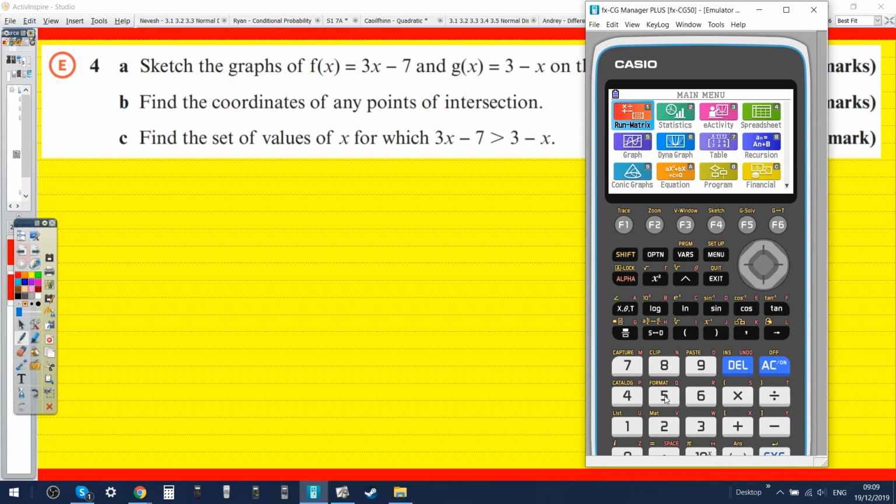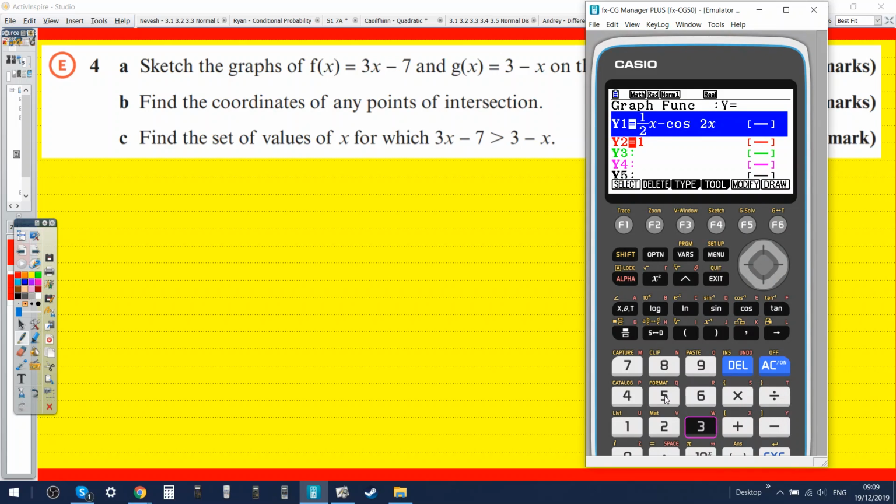So let's see, 5. Then you put in 3, then this x here above the fraction symbol, above the 7. So 3x minus 7 equals. Where's the x, sorry? It's just here above the fraction symbol, which is above the 7. And then how do you go down on the calculator? Press down, that down arrow thing.